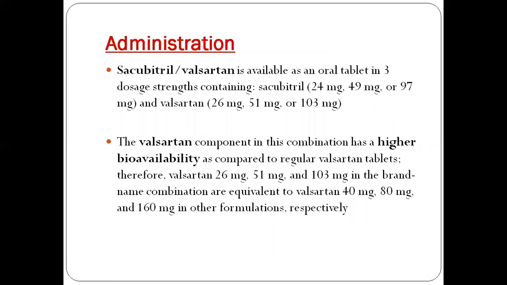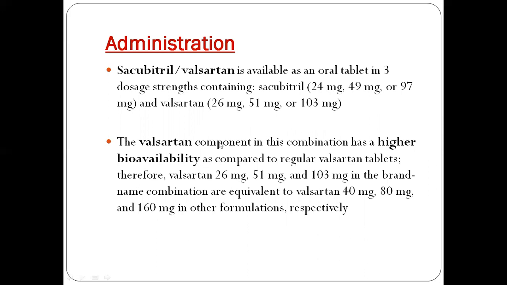So how do you administer this drug? Sacubitril-valsartan is available in 3 formulations, 3 dosages. One is 24, 49, and 97 of sacubitril, and 26, 51, and 103 of valsartan. So if you combine, 24 plus 26 is 50, 49 plus 51 is 100, and 97 plus 103 is 200. It comes with various brand names like Vymada, Azmarda, and others. So this comes as 50 mg, 100 mg, and 200 mg.